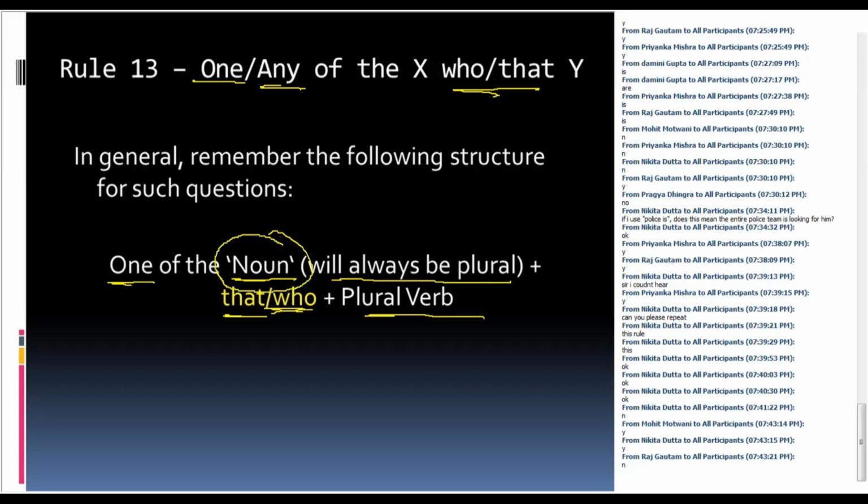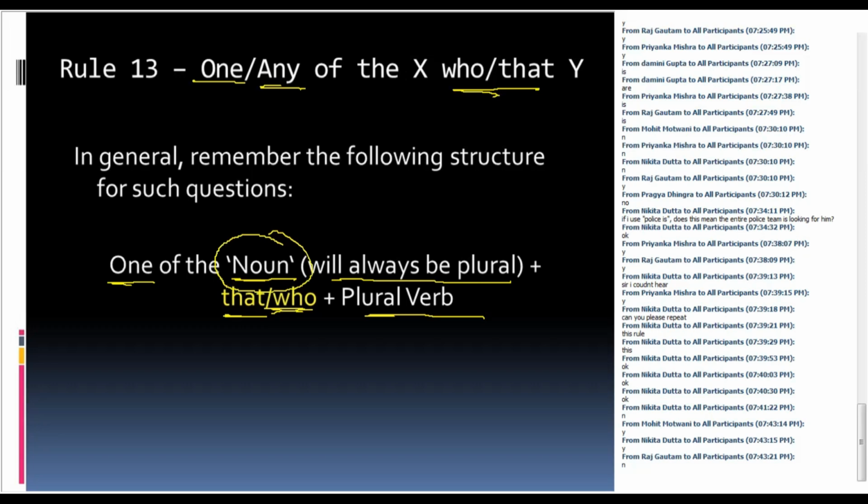Remember this. When you have sentences like this, one of the, any of the, after this, always the noun that will follow will be plural. It will always be plural. And after that plural noun, if you have the words that or who, then the subject becomes plural, and that is why you will have to use a plural verb.